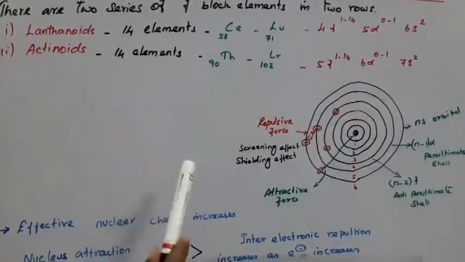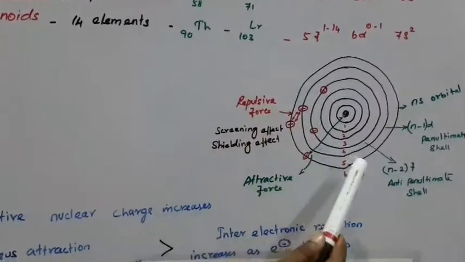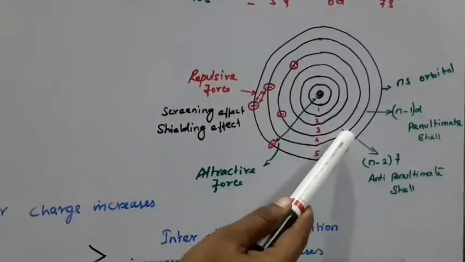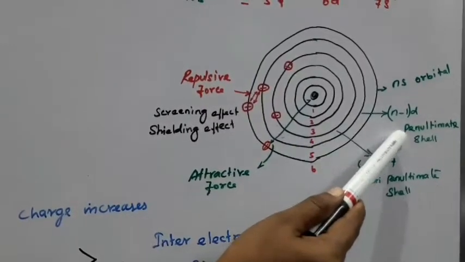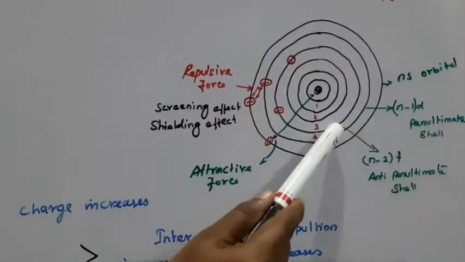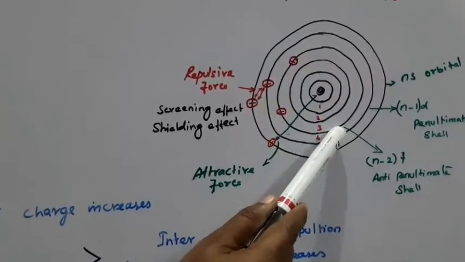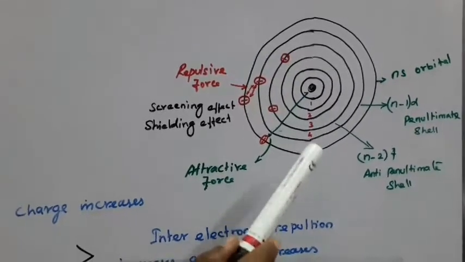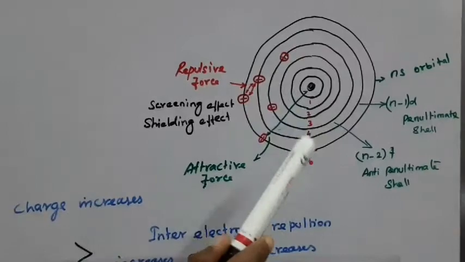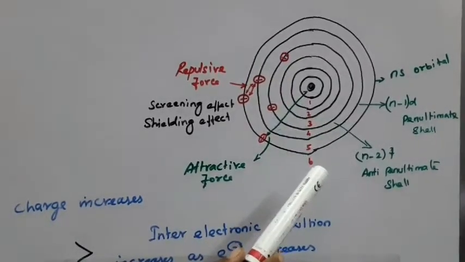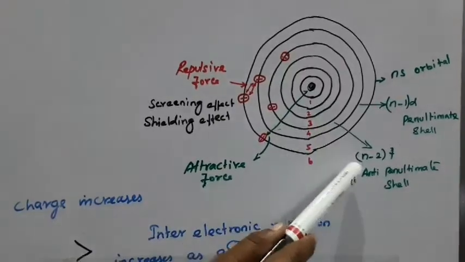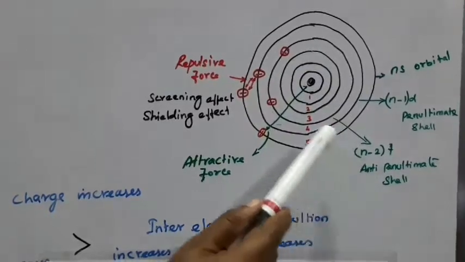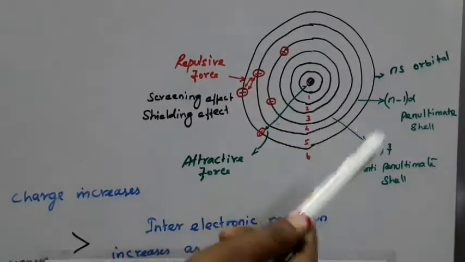Okay, no problem. Listen here, this is for the last shell electron, and before that the n minus 1 d penultimate shell. So in the fourth period, that is n minus 2 f, the anti-penultimate shell. So why is it called F block elements? The valence electrons or last shell electrons directly enter the n minus 2 f anti-penultimate shell. Anti here means inner to the penultimate shell, so that is called F block elements.